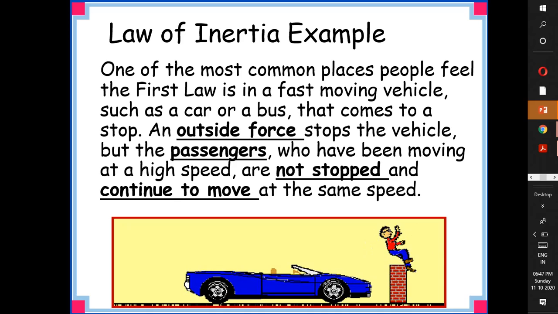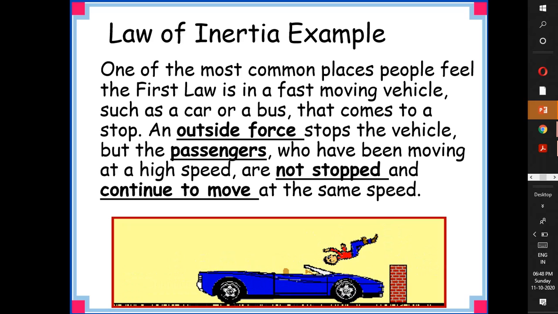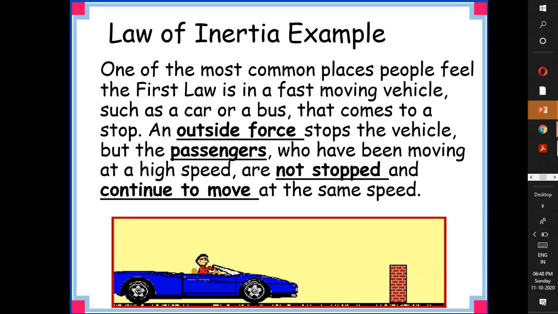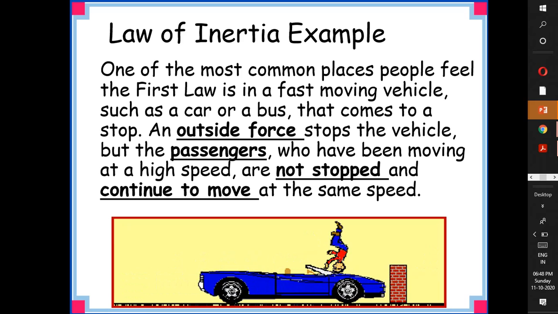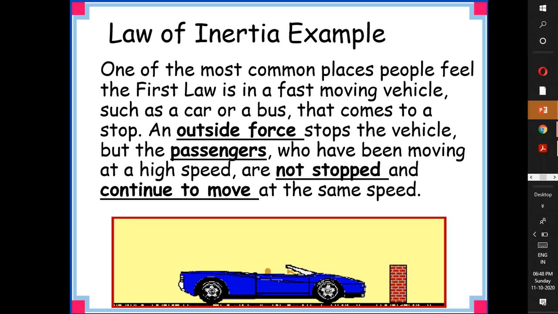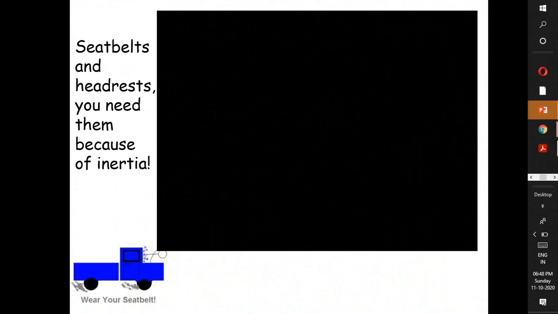What will happen? In this GIF, in this video, you can see what will happen whenever a sudden outside force is applied onto moving things. This is the basic phenomenon of that. This is the law of inertia. Examples are there. So see here, now the seat belts and the headrest, you need them because of the inertia.